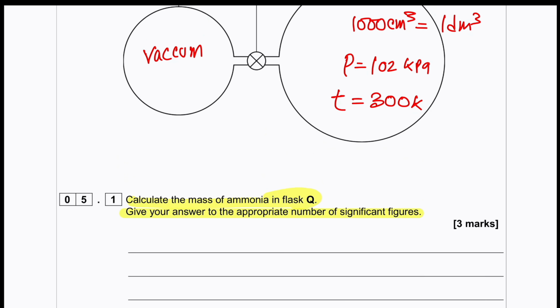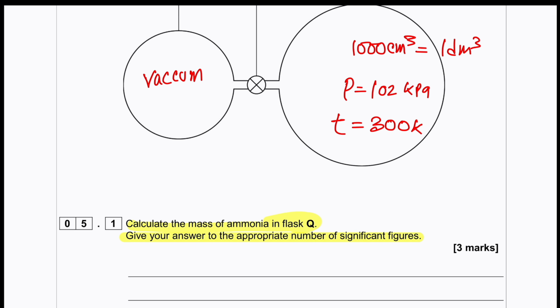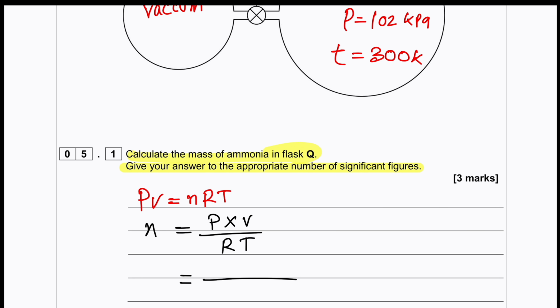So the first part of the question is asking us the mass of ammonia. To do the mass of ammonia, we will first of all need to find out the number of moles. So we'll use the formula PV equals nRT. Since we need the number of moles, n is equal to PV over RT. Now, the pressure is mentioned as 102 kilopascal, which needs to be written in Pascal. So, 102 times 10 to the power of 3.